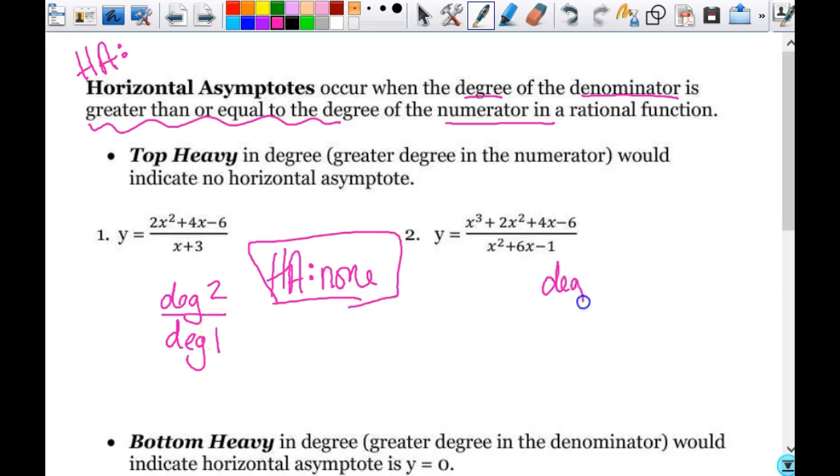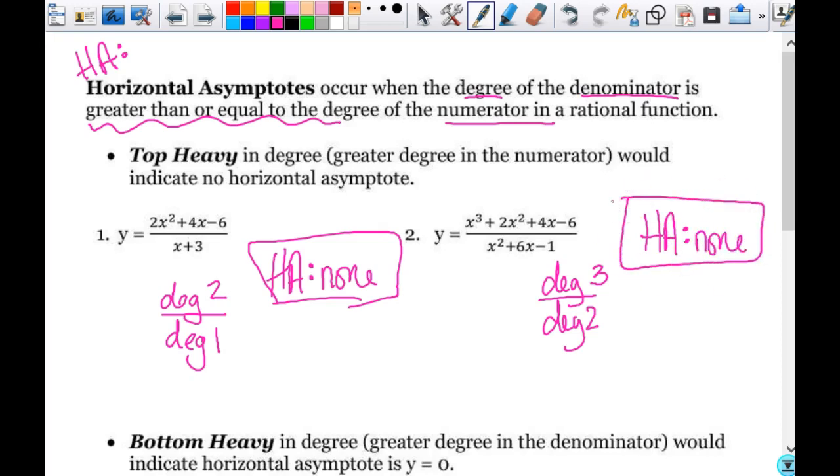So here I have a degree of what in the numerator? 3. And in the denominator, 2. So does it have any horizontal asymptotes? Nope, because the degree in the numerator is higher. So this one is none also. Easy enough? The highest exponent gives you the degree of the function, or the degree of the expression.